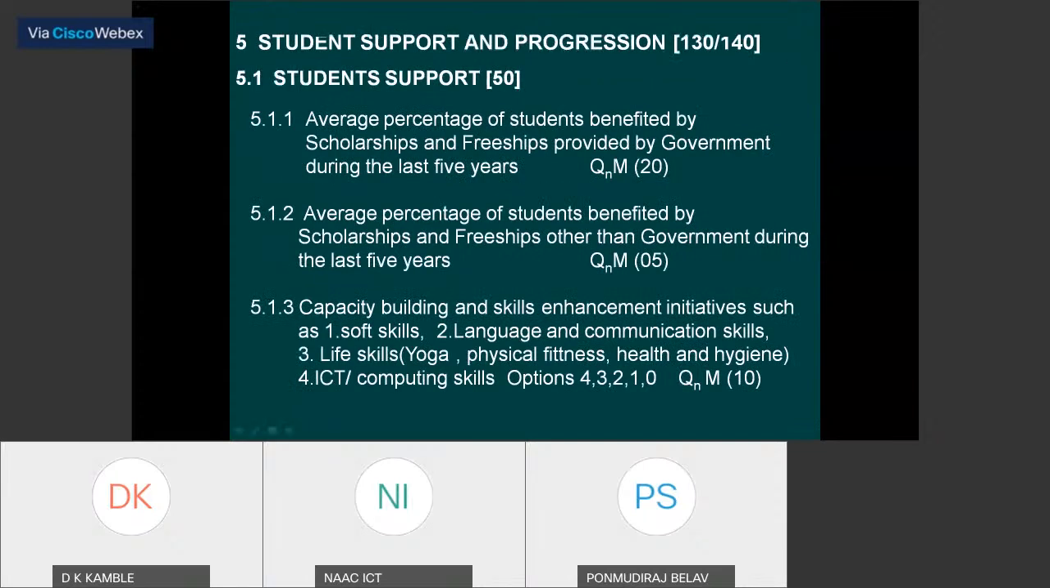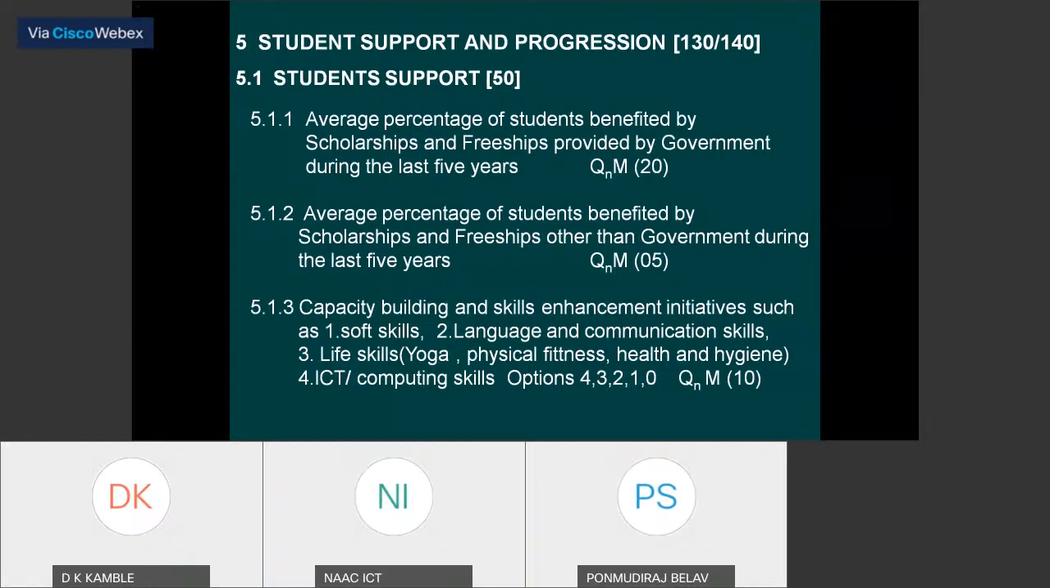Then coming to student support and progression. In this 5.1 student support, 50 weightage is there. First, 5.1.1, average percentage of students benefited by scholarship and free ships provided by the government. It is mandatory because each institution has this specialty: for reserved category students, the government provides scholarships, and that scholarship record is required for this metric.